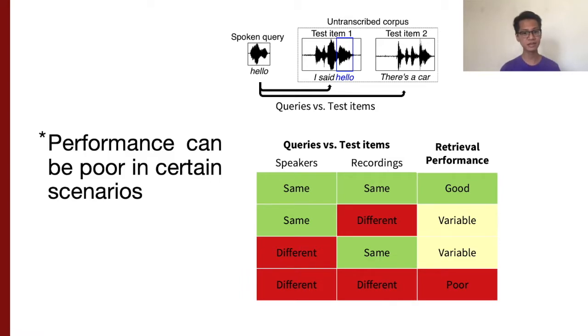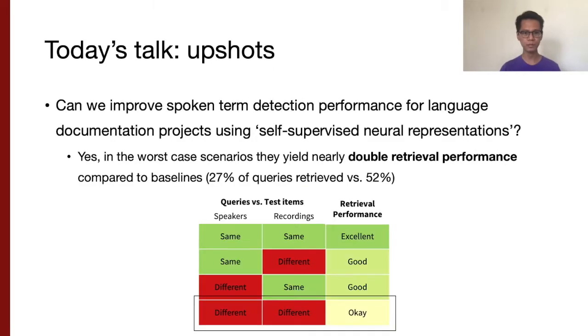So especially when the speaker of the query is different from the speakers in the search corpus, and say the corpus was recorded in a noisy field site, but the query was recorded in a quiet room. In these cases, the search performance can actually be quite poor. So one of the questions we wanted to ask was, can we improve retrieval performance in these difficult cases using these self-supervised neural representations, which we'll introduce in the following slides? But the short answer is yes.